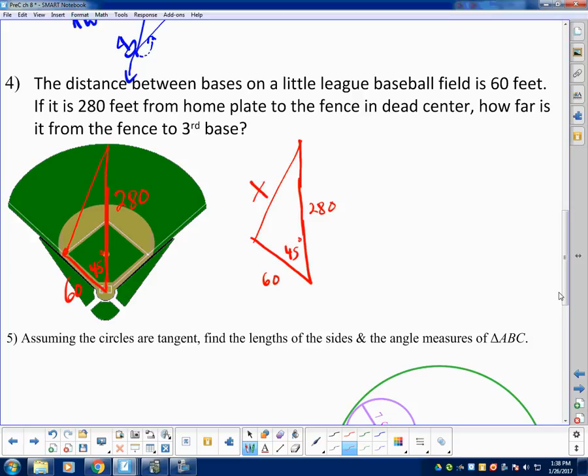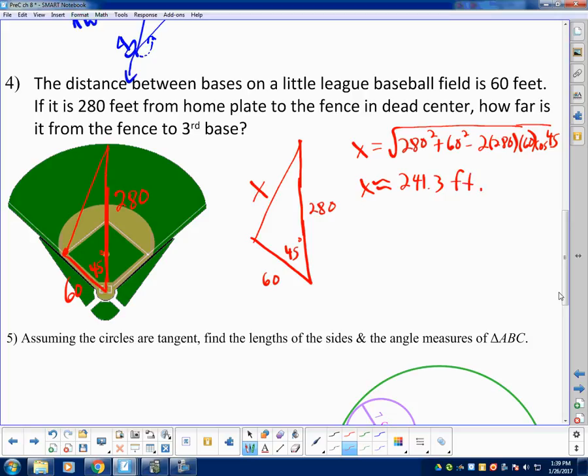Russell. And we're going to find x. So we have x equals the square root of 280 squared plus 60 squared minus 2 times 280 times 60 cosine 45. And x is about equal to 241.3 feet. So just a basic law of cosines. We've got a side angle side case. My side, my angle, my side. And we're finding that side opposite the angle of 45 degrees.